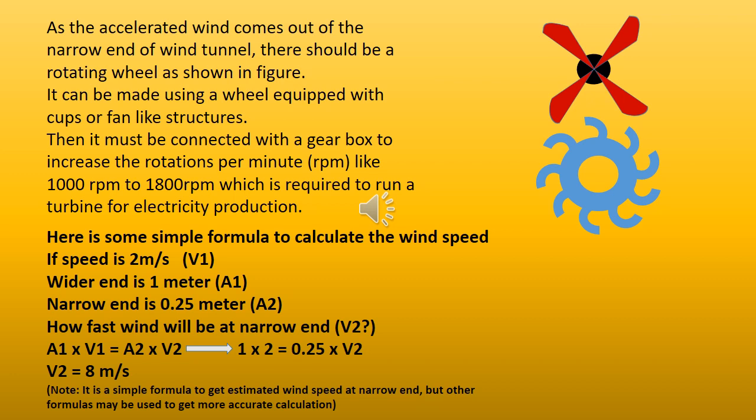Here is a simple formula to calculate the wind speed. If the speed is 2 meters per second, the wider end is 1 meter and the narrow end is 0.25 meter, how fast will the wind be at the narrow end? So A1 times V1 is equal to A2 times V2, and you can get V2 as 8 meters per second. It is a simple formula to get the estimated wind speed at the narrow end, but other formulas may be used to get accurate calculations.